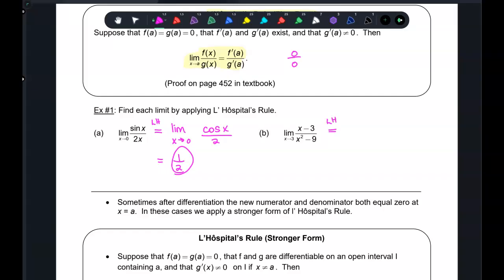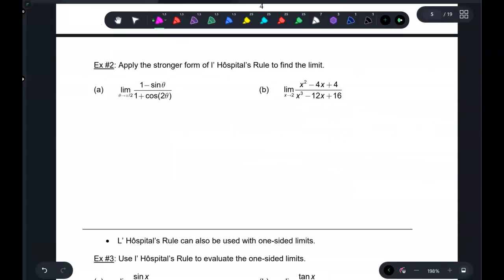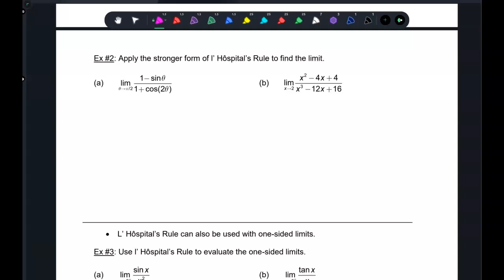Here, again, algebraically we could just factor, but it's probably faster just to do the derivative at the top and the bottom, and we get 1/6. The stronger form is that you can keep going. You could do derivative after derivative until you no longer get 0 over 0.